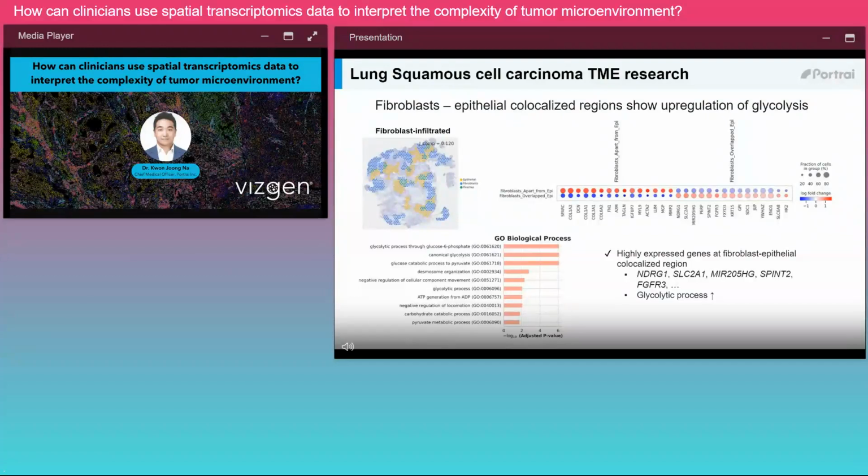The bar graph at the bottom shows enriched gene ontology biological processes, with glycolytic processes prominently upregulated in these co-localization regions. This indicates that glycolysis is a significantly activated metabolic pathway in the fibroblast epithelial interactions. These findings highlight the metabolic crosstalk between fibroblasts and the tumor epithelial cells.